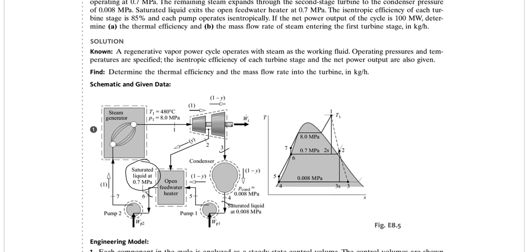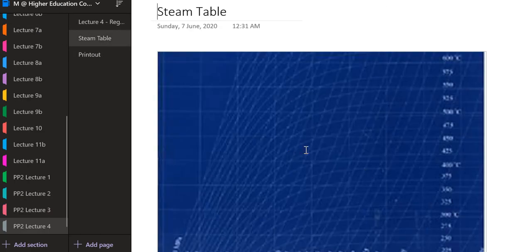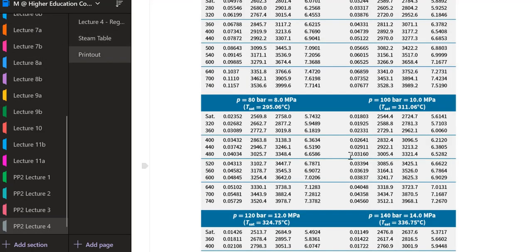So starting from the question itself, we will be looking at the steam table, obviously, because the working fluid is steam. Now looking at state 1, which is 8 megapascal and 480 degrees centigrade. Looking at the superheated steam table, at 8 megapascal the saturation temperature is 295.06 degrees centigrade. So that means the steam at 8 megapascal and 480 degrees centigrade is superheated.